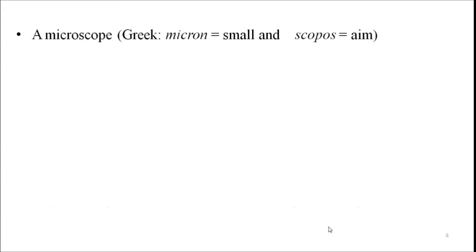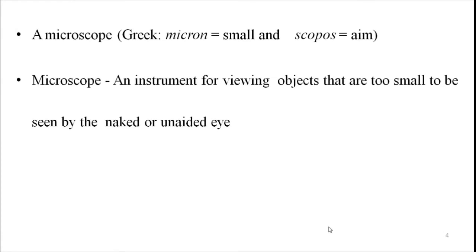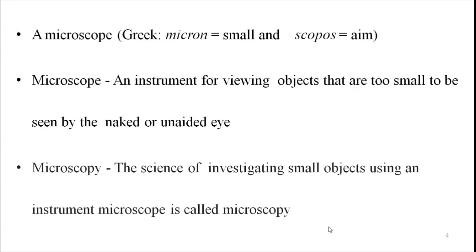The word microscope is Greek. Micron means small and scopus means view. So, the microscope helps for viewing objects which are too small to be seen by the naked or unaided eye, and the science that deals with the study of small objects using the instrument microscope is called microscopy.